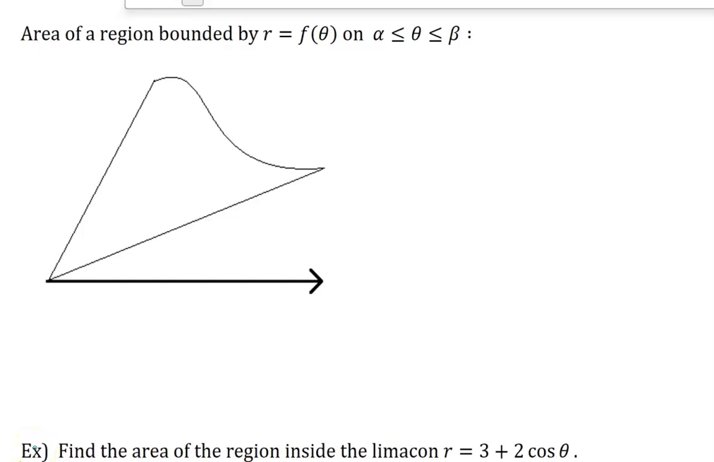The last topic for Unit 9 is going to be area of regions bounded by polar curves. So we're going to start with one curve. This is a polar curve, r equals f of theta. The interval is from alpha to beta. Now you could say a to b, it doesn't really matter.